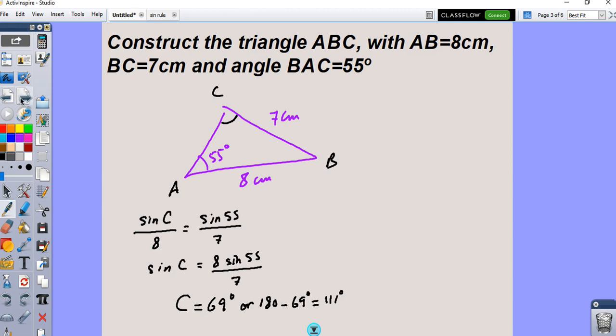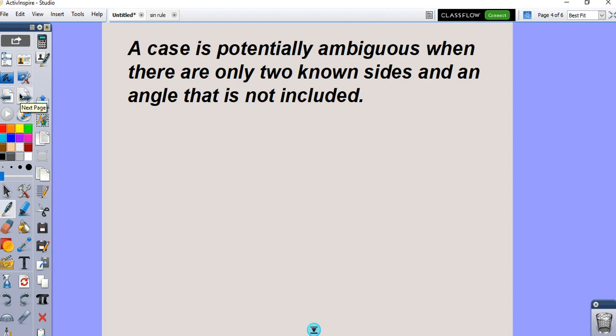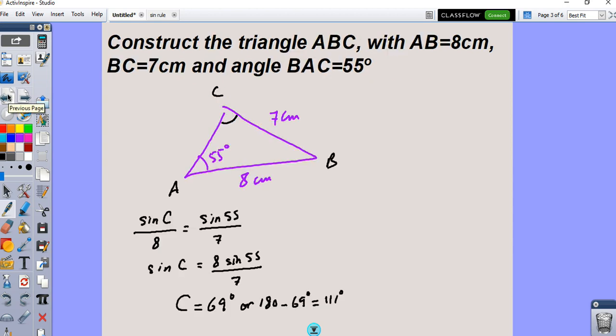So when is a triangle ambiguous? A case is potentially ambiguous when there are only two known sides and an angle that is not included. Remember the problem here? We have two known sides only and an angle that is not included.